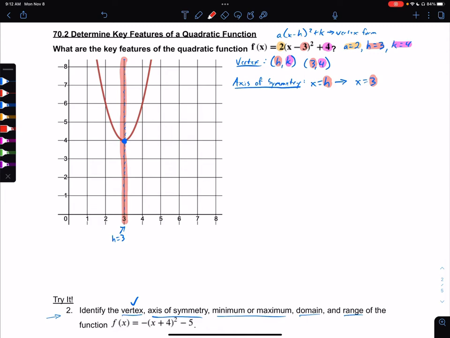It's that line that goes right down the middle of your graph, or the middle of your parabola, and it should go through your vertex. Your vertex should be on the axis of symmetry. If it's not, you kind of did something wrong. You're just misinterpreting something at some point, or something's mixed up with the graph. Your vertex should always be on your axis of symmetry.